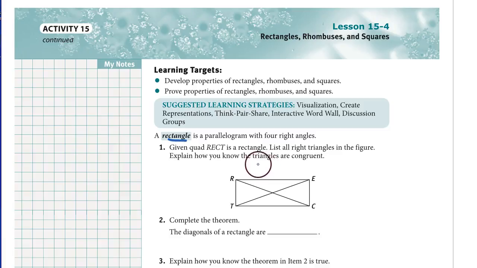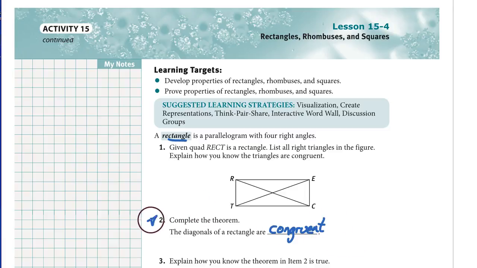are 90-degree angles. So in question 1, we're given a drawing of a rectangle called RECT. Notice that the diagonals of that rectangle are drawn, and that creates some congruent triangles. From that, we can create a theorem. Number 2, the diagonals of a rectangle are blank. What's true about the diagonals of that rectangle? We could say that they are congruent. That's one theorem or one property of rectangles that we can use to solve problems.